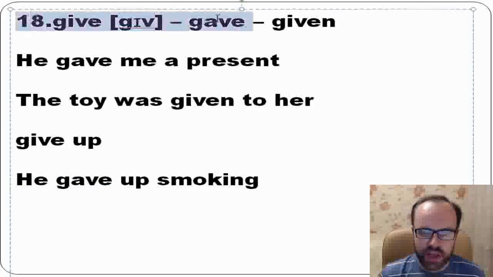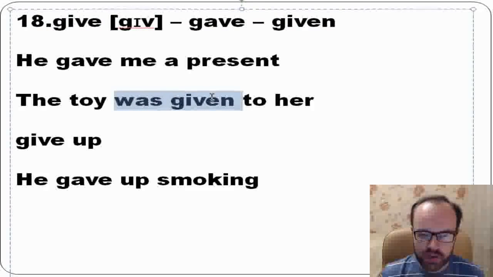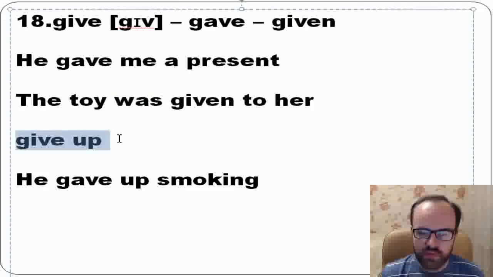Okay, give, gave, given. He gave me a present. The toy was given to her. Was plus past participle. Give up. He gave up smoking. Give up means stop. You can say he gave up smoking or he stopped smoking.